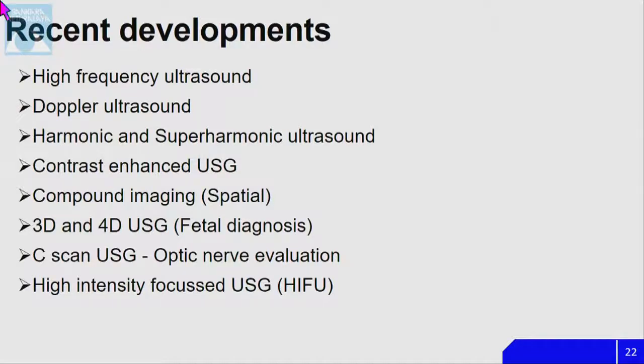Three-dimensional ultrasound gives an idea about tumor volumetric analysis, since it gives the third dimension. 4D scans are nothing but a combination of multiple 3D scans. It is used mainly in prenatal diagnosis of anophthalmos and microphthalmos, and recently it has been developed for retinoblastoma as well. C-scan ultrasound is used for optic nerve evaluation. And there is high-intensity focused ultrasound, which has more of a therapeutic value. It is used for treating failed blebs and very small intraocular tumors.